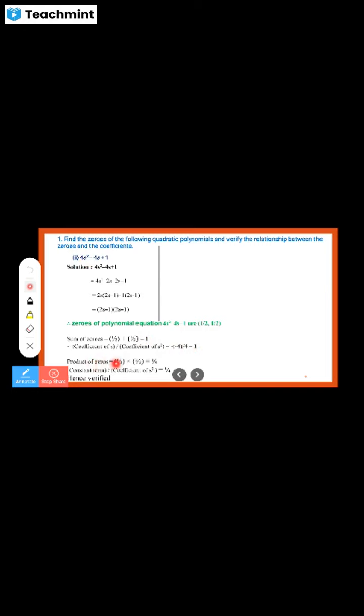And product of zeros means 1 by 2 into 1 by 2, that is 1 into 1 is 1, 2 into 2 is 4, so that is 1 by 4. So formula for this is what? Product of zeros is constant term divided by coefficient of s square. Constant term is here 1, coefficient of s square is 4, so 1 divided by 4. By formula is also 1 divided by 4, hence verified.